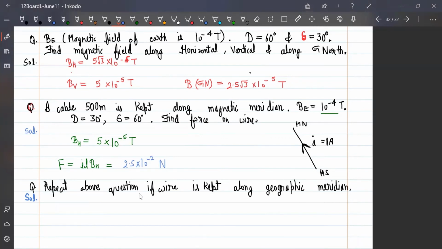Yes. Achha, what if the wire is kept along geographical meridian? So find the magnetic field, and then find the force. Sir, is it 12.5 root 3 into 10 to the power minus 3? Yeah, force will be 12.5. I should write 1.25 into 10 raised to minus 2. That is the same thing. And magnetic field will be 2.5 into 10 raised to minus 5 Tesla. All right.